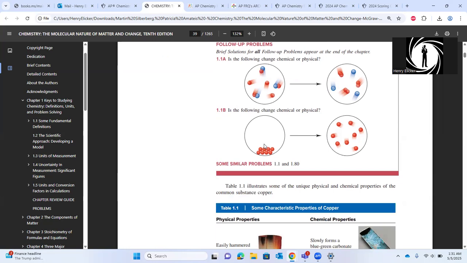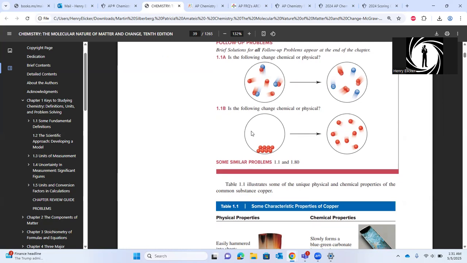What about this one, chemical or physical? Well, we have these red balls, but notice even though they're split afterwards, they're still the same red balls. So this can be like representing particles of water. They're together, but if they're apart, they're not different. They're the same red ball, physical change.